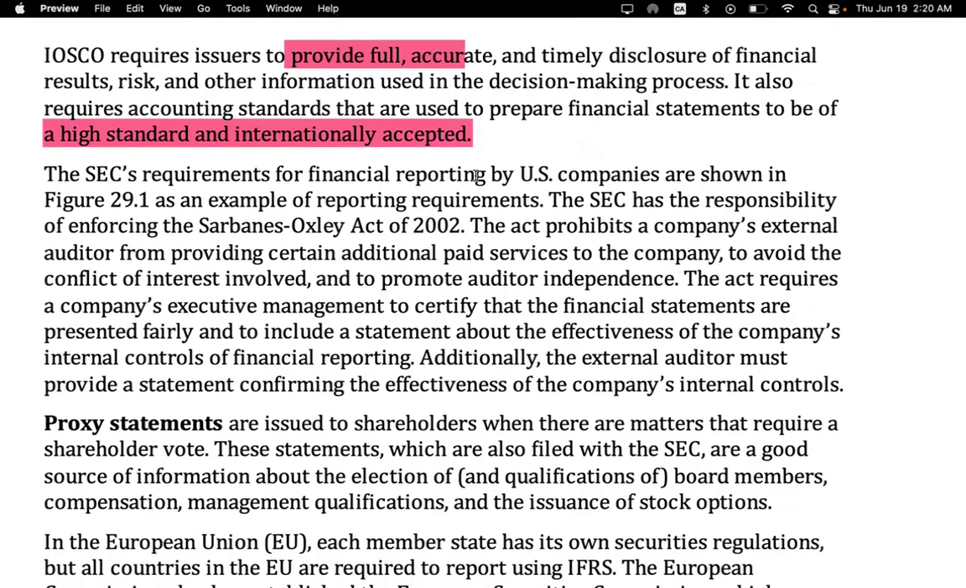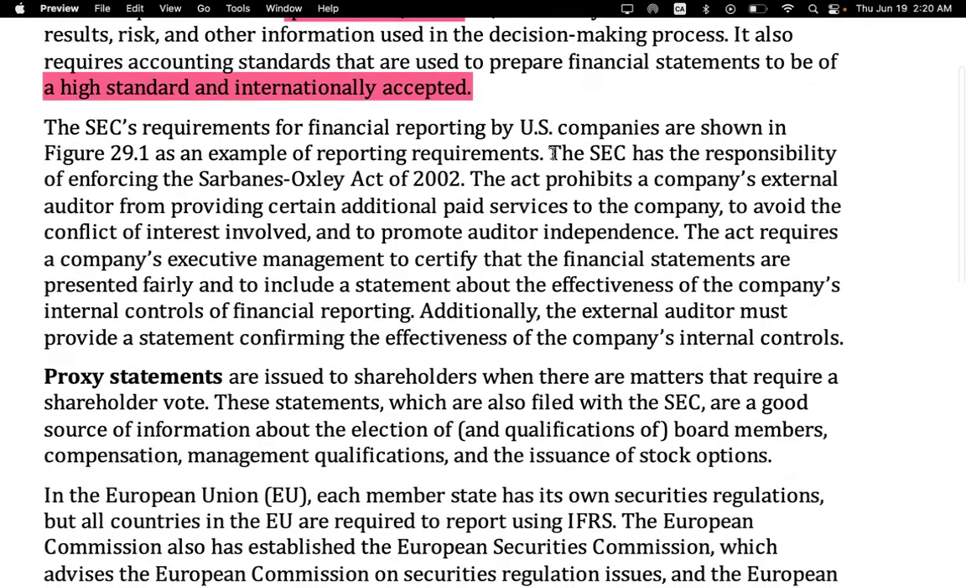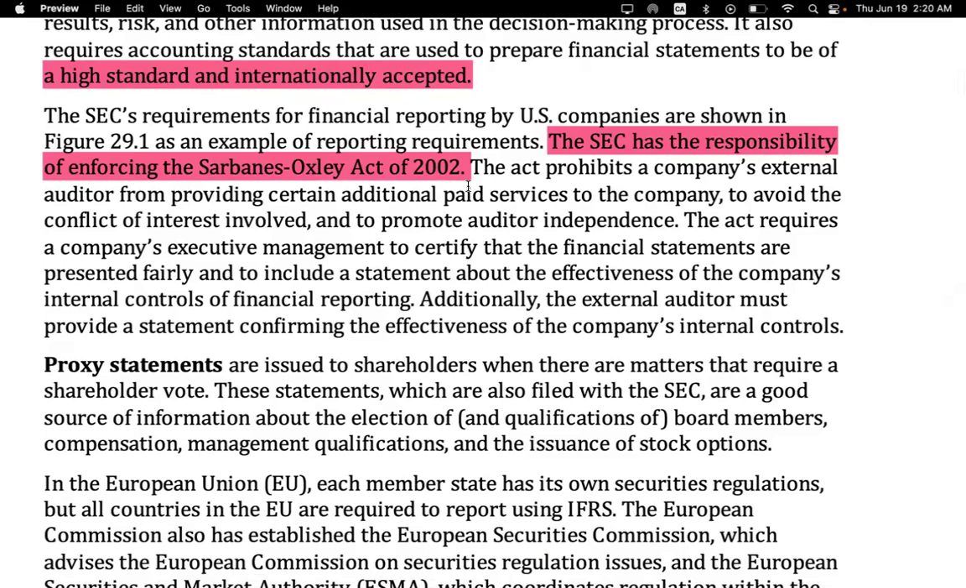Okay, the SEC's requirements for financial reporting by US companies are shown. The SEC has the responsibility of enforcing the Sarbanes-Oxley Act of 2002. The Sarbanes-Oxley Act was a regulation that came into being after the Enron case. Enron had an auditing firm called Arthur Andersen, which was auditing Enron. But Arthur Andersen was also performing a lot of other services for Enron. For instance, they were providing consulting services to Enron too.